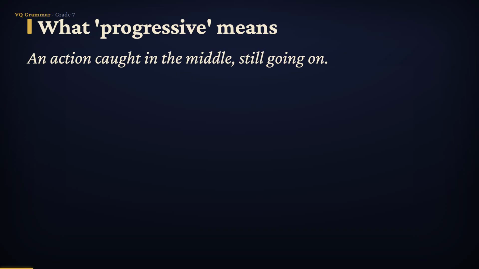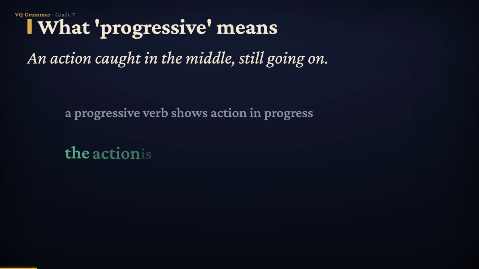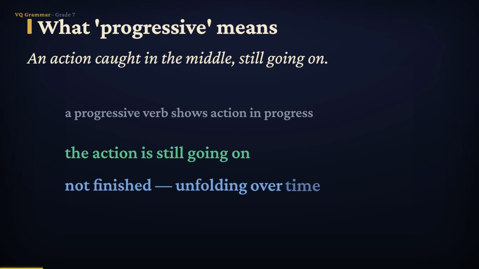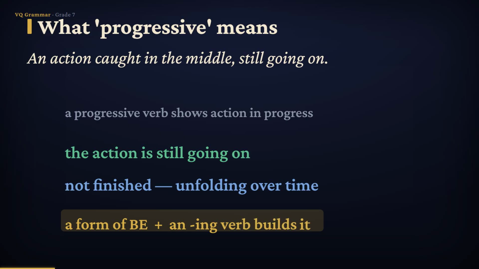Let's begin with the big idea behind the word progressive. A progressive verb names an action that is in progress, an action that is still going on rather than finished. Think of it as an action caught in the middle, unfolding over time. And here's how English builds that feeling. It takes a form of the verb be and pairs it with an ing verb. That little team, be plus an ing verb, is what makes a verb progressive. Let's see exactly how the two parts fit together.